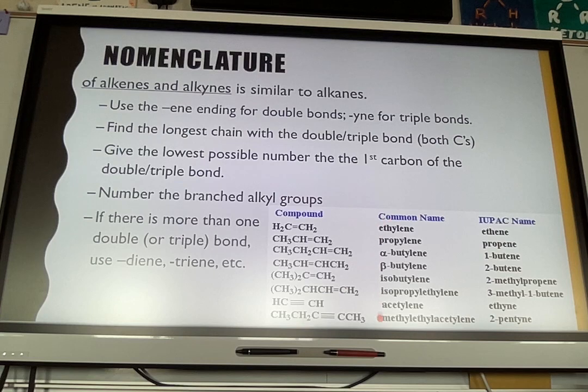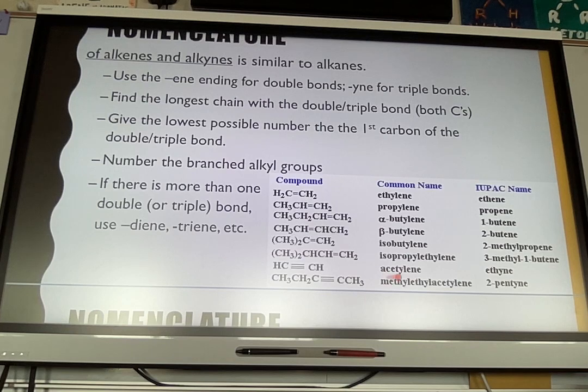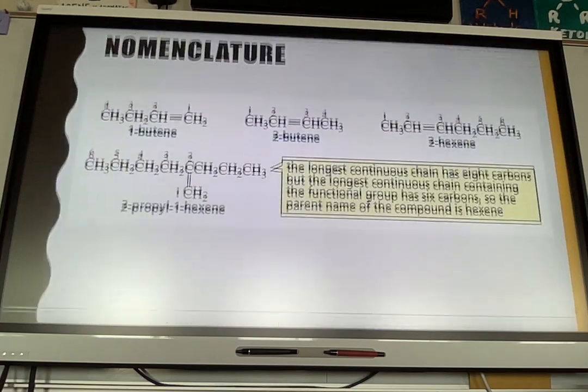I want to point out that there's a lot of common names that are still used, like ethylene. For whatever reason, it won't go away, even though the IUPAC name is ethene. Here's another one, acetylene, and the IUPAC name is ethyne. If there's more than one triple bond, you have to spell it diyne, D-I-Y-N-E, though I guess it would be pronounced kind of the same way as diene, wouldn't it?